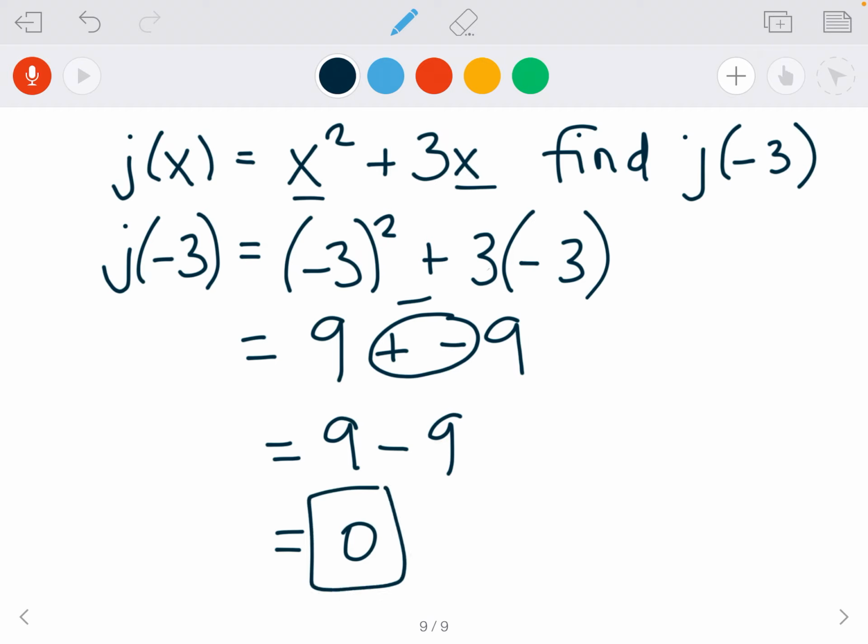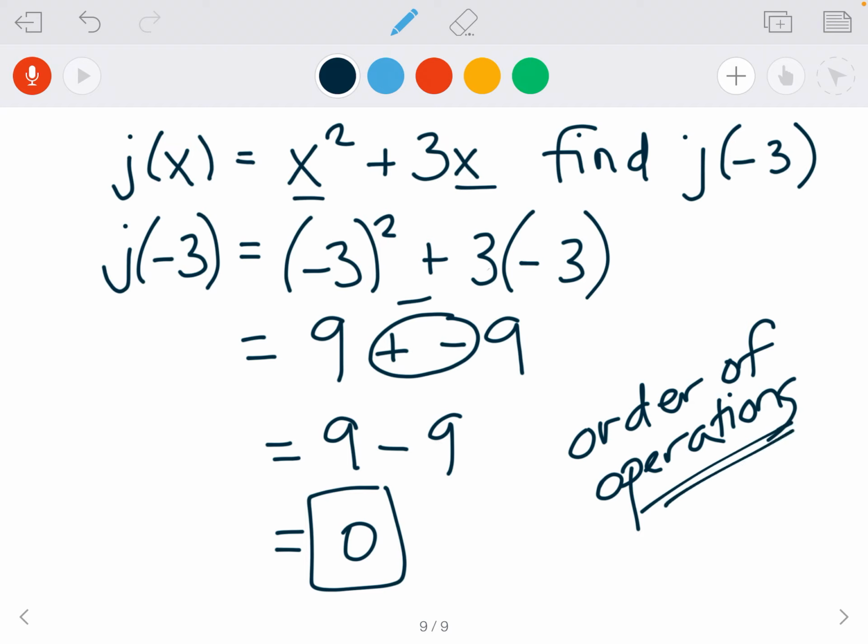Okay, so what you're having to remember here is your order of operations. Remember GEMDAS, right? So this is basically, we're doing order of operations again, just not terribly complicated. And we are just substituting and simplifying. And that, guys, is pretty much everything you need to know for this stage of function notation.